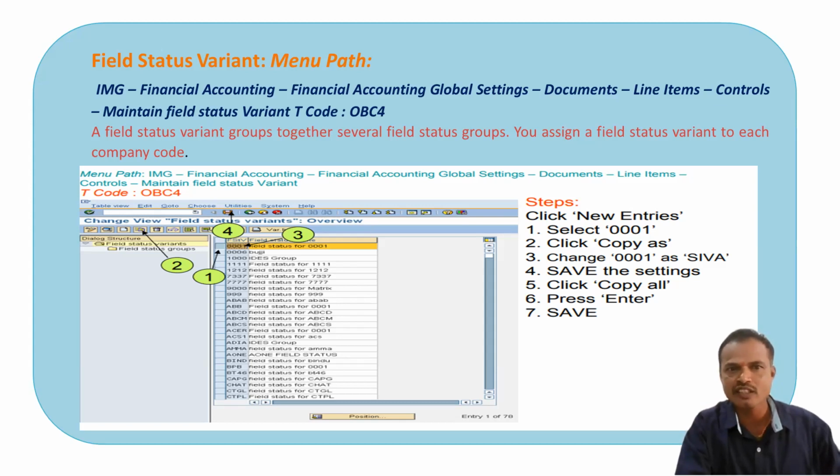First of all, you select this one, go to Copy As, and copy as is here. Once you press this button, the data will be copied from the standard one. After that, you change the field status variant to your own field status variant, whatever characters you have to design separately, and go to the save button. After saving, the data will be saved in the SAP ERP.